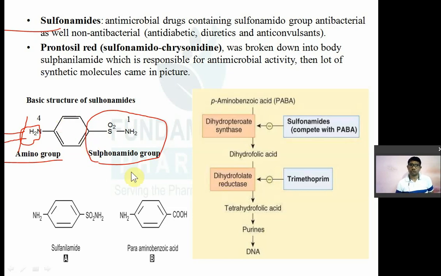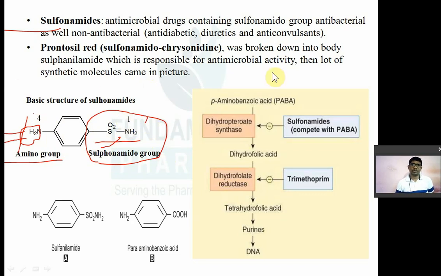This SO2NH group is known as the sulfonamide, sulfamido group, and the nitrogen of the sulfamido group is named N1, and the nitrogen of the para-amino group is known as N4. Depending upon the substitution, they are divided into different types: N1 substituted sulfonamides, N4 substituted sulfonamides, or both N1, N4 substituted sulfonamides. We'll see that part in chemistry. Now we'll see only the pharmacological point of view.